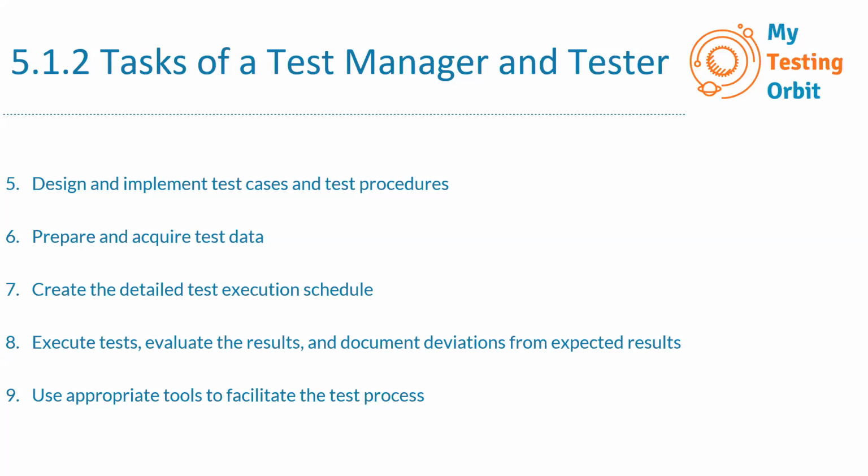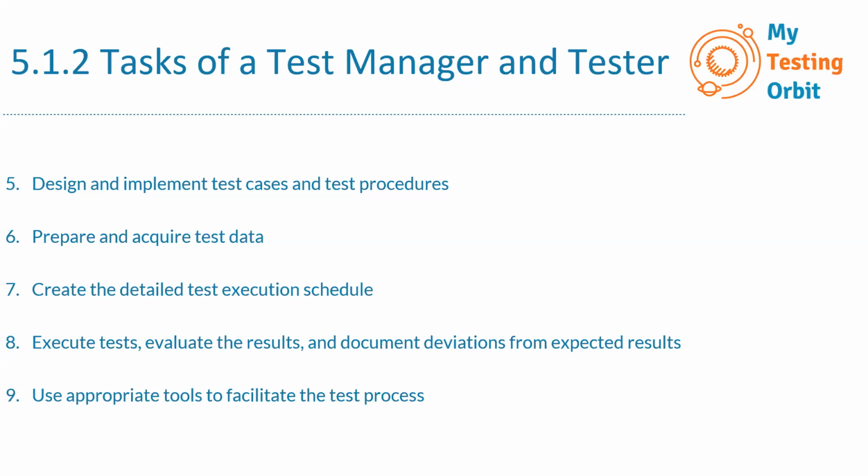Number 9, use appropriate tools to facilitate the test process. A test process might have several test activities, and those activities may require different tools. It will be the responsibility of a tester to see which appropriate tools they need to use for a specific activity. Sometimes these can be planned earlier, because they might be aware of what kind of testing they will be doing and what tools they should use.